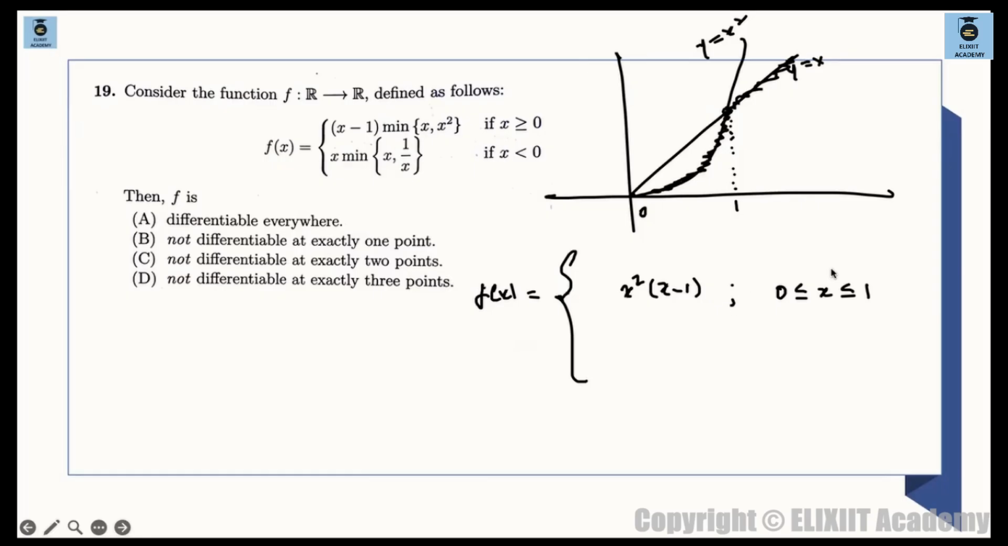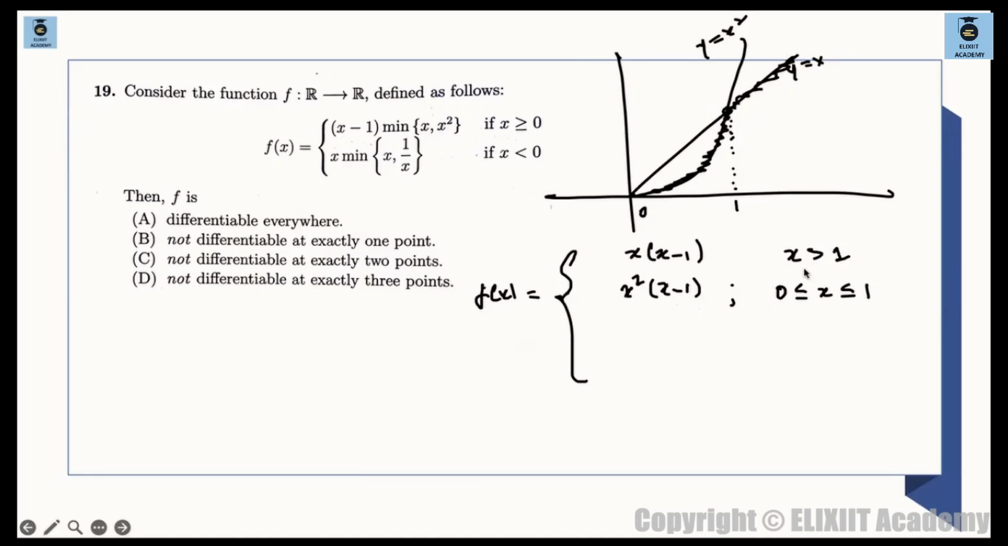Okay, when x is more than 1, this branch is considered, which is y is equal to f. This will be x only, so the minimum of x and x square will be x. So x into x minus 1 will be the function then.